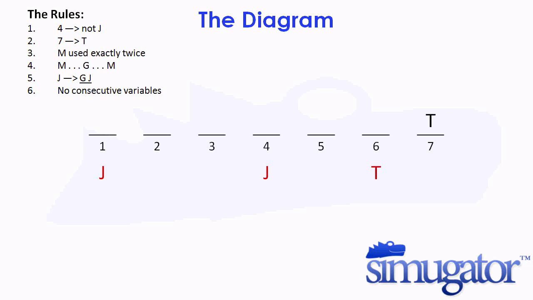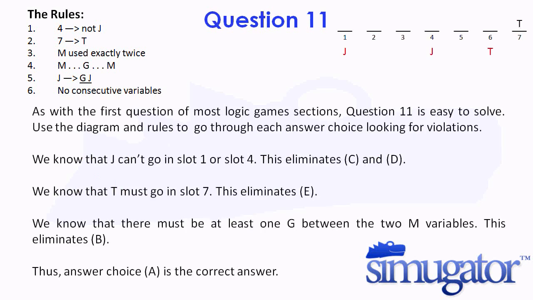So under slot 4, put a J, because we know that J can't go in that slot. The rule against consecutive variables means that T cannot go into slot 6, so put T below slot 6. And the GJ rule means that J cannot go into slot 1, because there's no room for the G to go in front of it. So that's our diagram, and that's really as much we can do right now. So let's go into the questions.